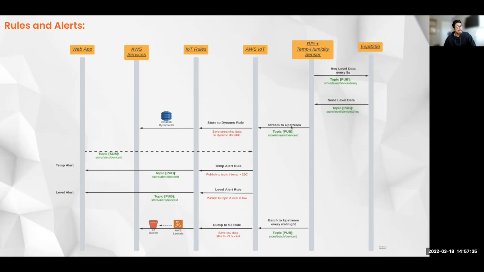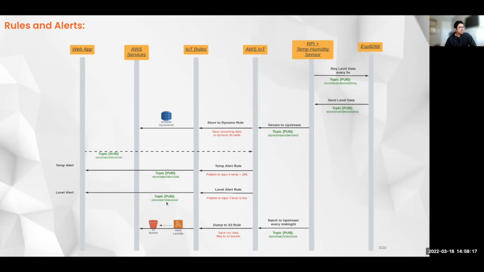When stream data is pushed upstream, I trigger a rule which listens to that topic. What it simply does is grab the data from that topic and write it into a DynamoDB table. And then there is an alerting mechanism. Two rules are created, one for temperature and one for level. If the temperature is above or below a certain threshold, an alert is raised. The same happens with level as well.